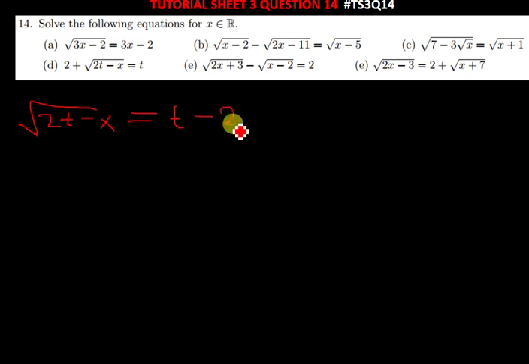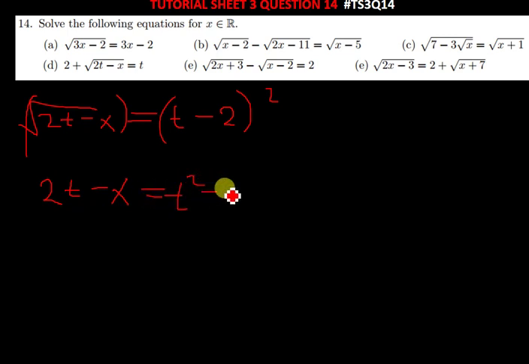So when you square both sides, this side you just remain with 2t minus x. Then this side you are going to have t squared minus 4t, and then plus 4.